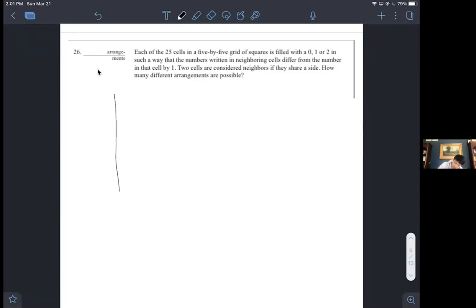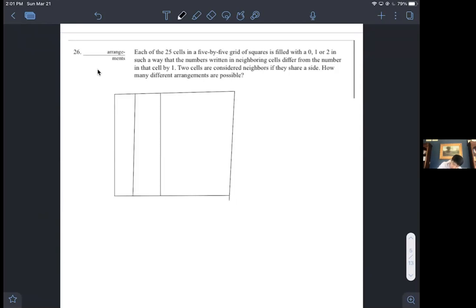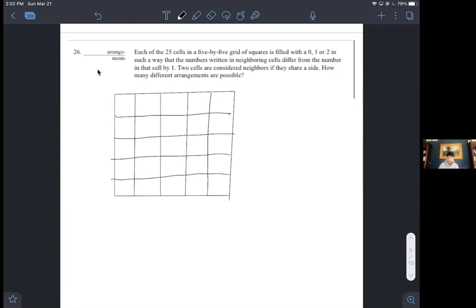Okay, so we have 25 cells in a 5 by 5 grid of squares, and it's filled with zeros, ones, and twos in such a way that the numbers written in neighboring cells differ by 1. And this is quite a famous configuration in that you know that this is going to end up being evens.